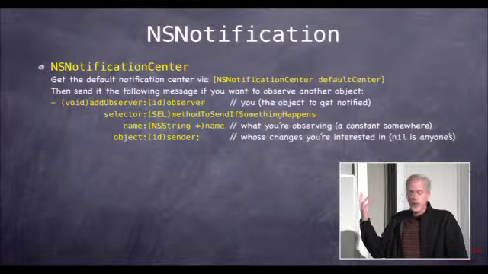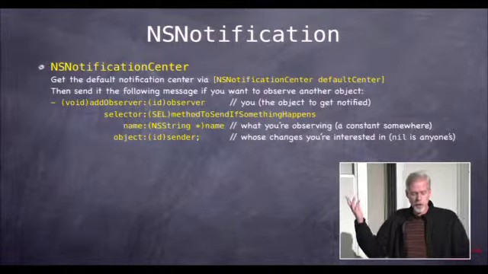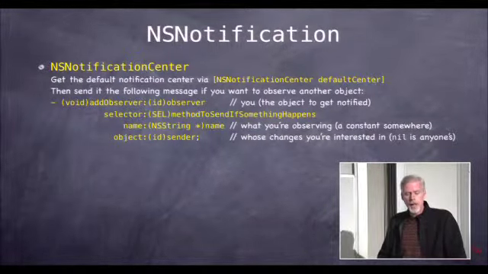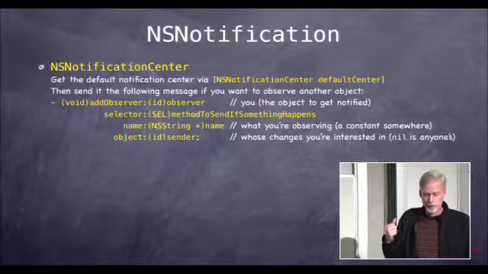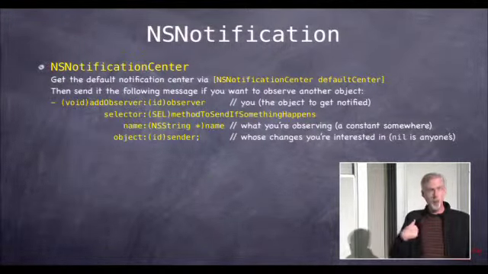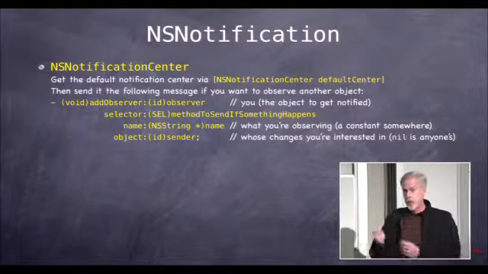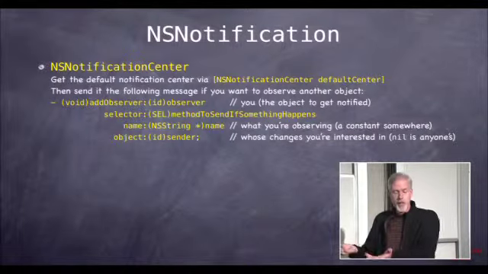The easiest way to do it is called NSNotificationCenter's default center. Now, you could have your own center, but usually we use the default center here. And then you're just going to send to the NSNotificationCenter this method, addObserver selector name object. Okay? So addObserver is you. You're going to have you be the observer. Selector is the selector you want sent to you when this radio station broadcasts.